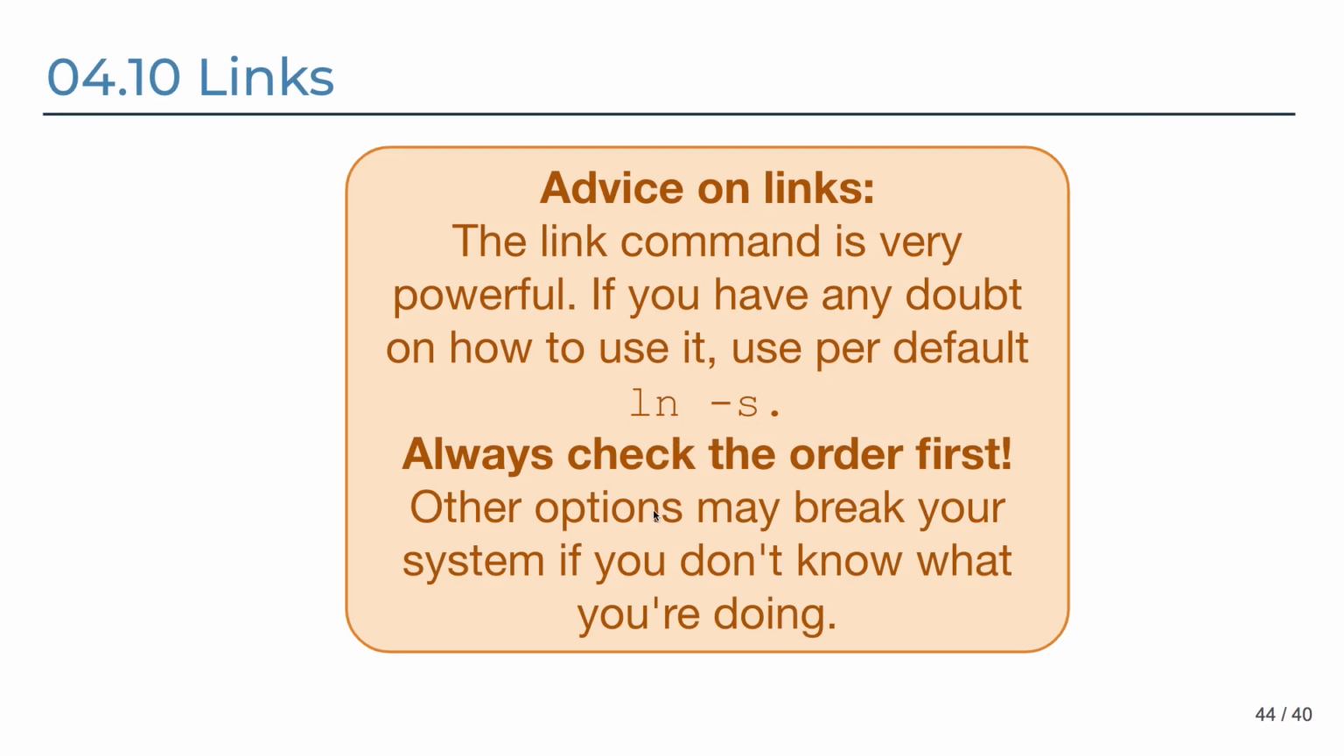Great. One last advice on links. There are many options for links, and the command is actually very powerful. However, you can also screw up your system badly. So the safest default to always use is to create a symbolic link, because that won't screw up your system. So just use ln -s and always check the order first, because if you get the order wrong, you might overwrite a file with a link, and that might be a very bad idea. For example, if you overwrite the target that you actually want to point to with just a link name, this might be bad for you because there's no way to recover it.